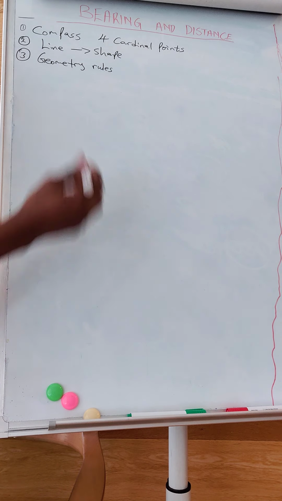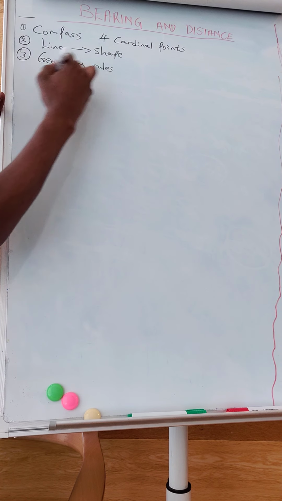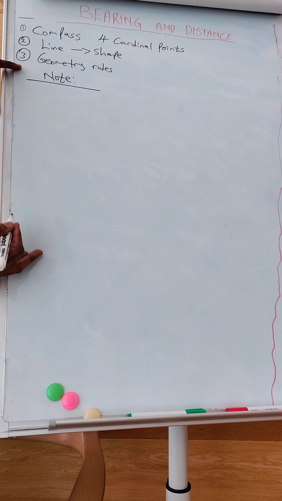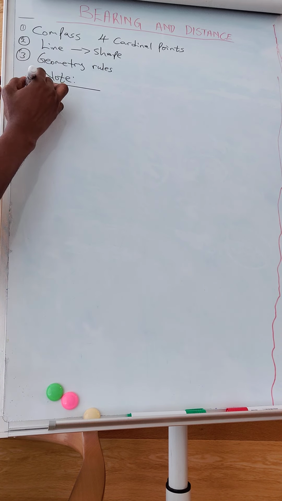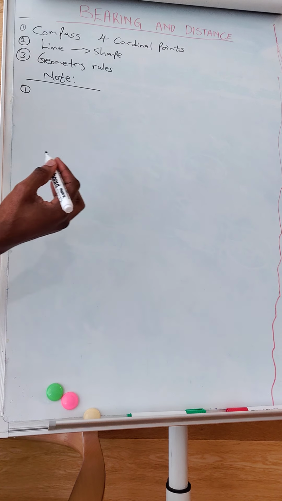Then another thing, you have to take notes. Note these things. These are the things you're going to come across. The next ones are the things you should take note of when you are drawing your bearing and distance. When I say drawing, I mean interpreting the questions.